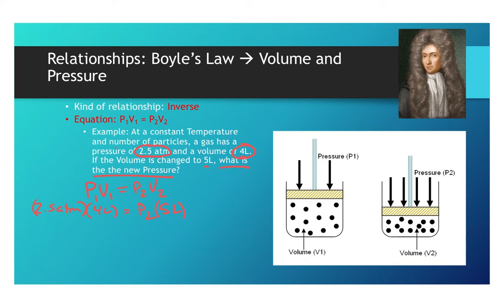So if I then solve this for P2, the way that I would do that would be to divide both sides by 5 liters, because that's what we're trying to get away from the P2. That means my 5 liters cancel. And so I would be left with an answer of pressure 2 equals 2 atmospheres.